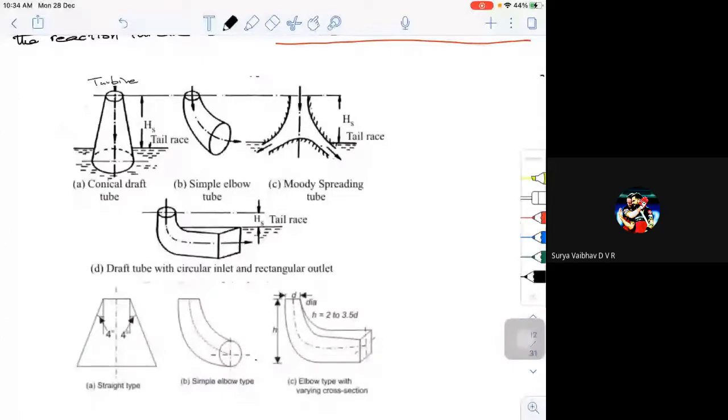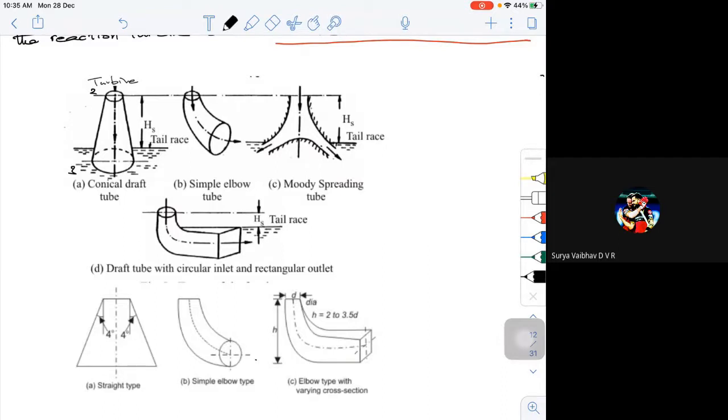Now, if you try to look at what are the different types of draft tubes we have, the simple construction one is what we call a conical draft tube, which looks like a frustum of a cone, which is cut at the top. So that is my inlet. If I call the turbine inlet as 1, the turbine exit as 2, and the exit of your draft tube is 3. So between 2 and 3, your draft tube is there.